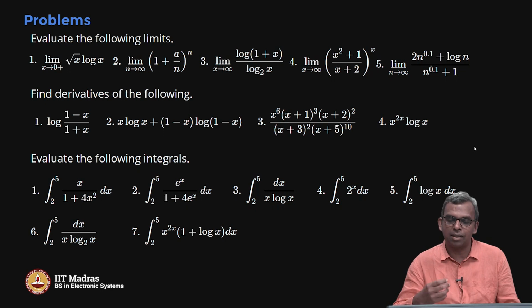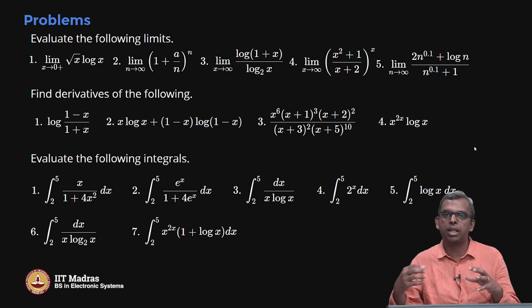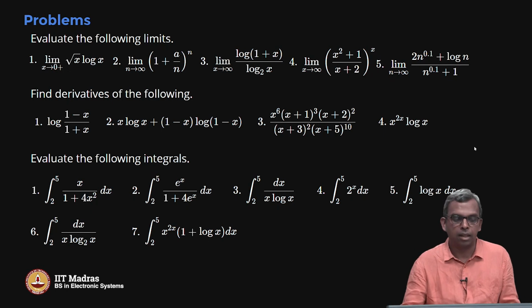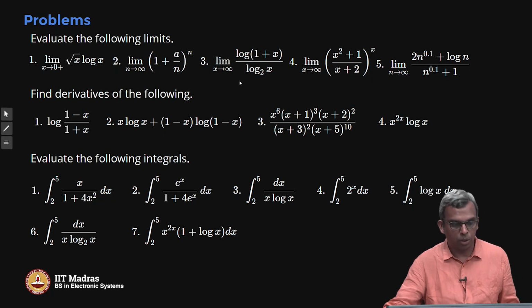Log, for instance, has this magical property of converting multiplication to addition, and that can be put to use in very creative ways. It also has the property that the derivative is 1 by x, and it's also the inverse of e power x. All these three properties are crucial for the logarithm function, and you can use it in very creative ways, as you'll see when we go along. Okay. So the first set of problems is on limits. Let me take the first one and then talk about it.